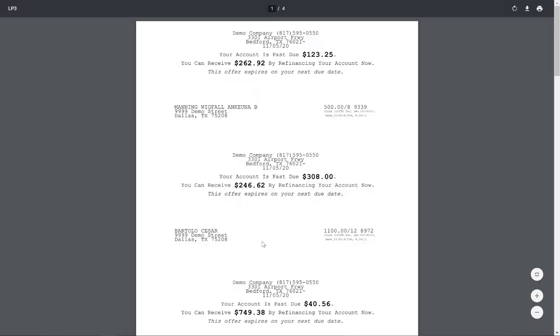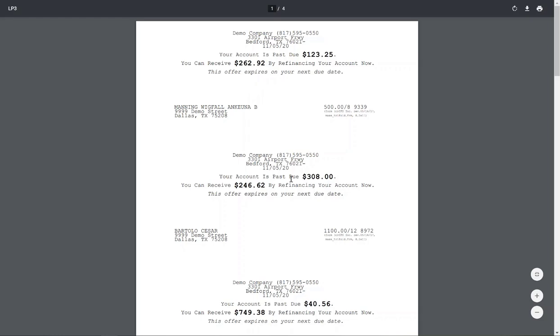All right, here are the letters that were generated. We have our company name, this particular customer, Manning, their address, and then they took out a loan for $500, term of 8 months. Their account number is 9339. Your account is past due $123.25. We did have it print that. You can receive $262 by refinancing your account now. This offer expires on your next due date.